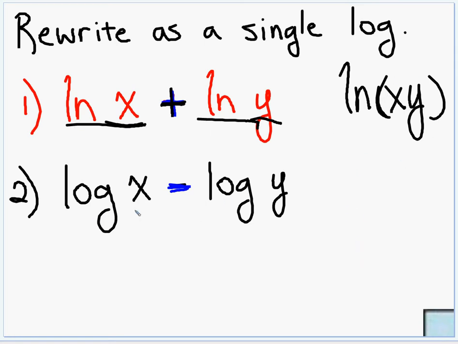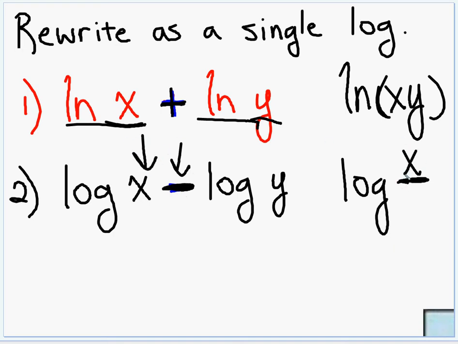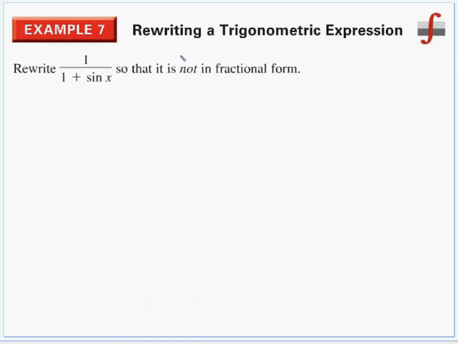And here, because this is a log, I'm going to write log. And because this is a minus, I always imagine that minus sign turns into a fraction bar. The first thing becomes the numerator, and the last thing becomes the denominator. So that's the same as the log of x divided by y. We are going to need those in an upcoming example. Well, let's dive in. Example number 7.